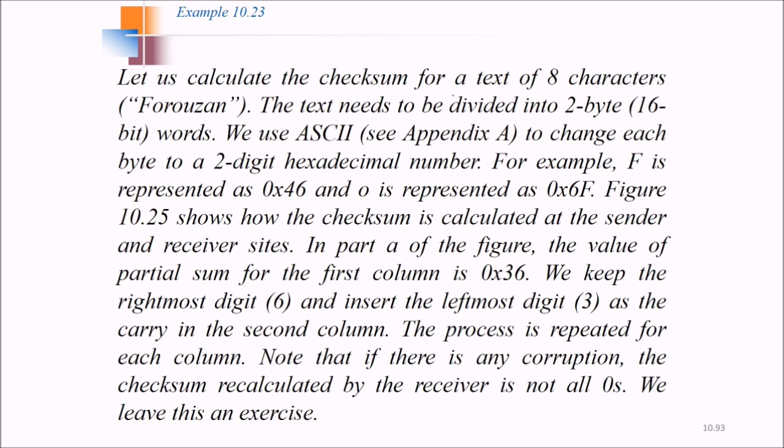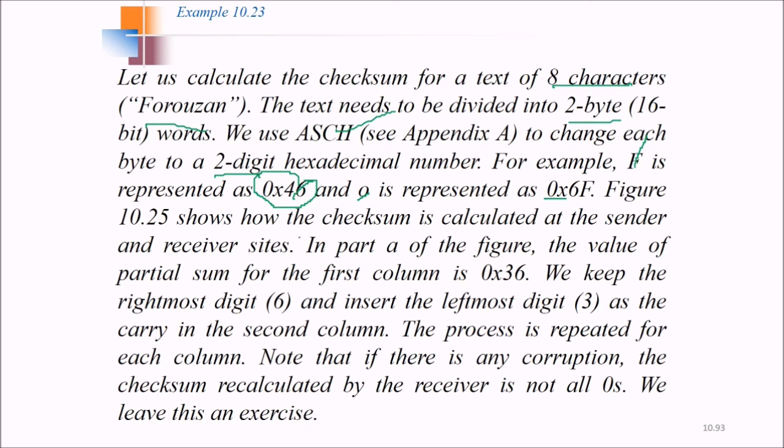Now let us calculate the checksum for a text of, say, 8 characters, say "Forouzan". The text needs to be divided into 2 bytes, that is a 16-bit word. 2 bytes is 2 into 8, that is 16 bits. We use ASCII to change each byte to a 2-digit hexadecimal number. For example, F is represented by 0x46. This is the hexadecimal, ASCII representation of F. And say O is represented by 0x6F.